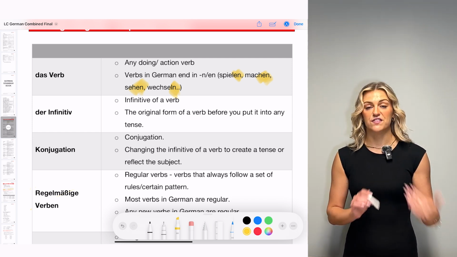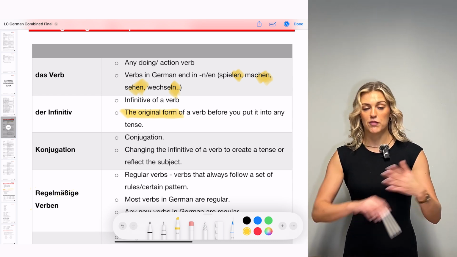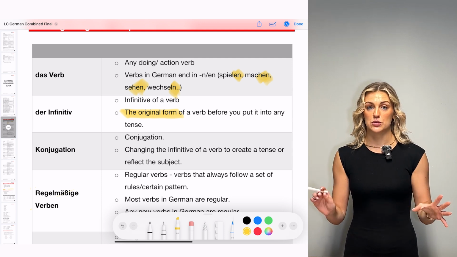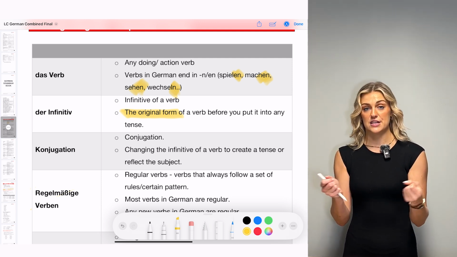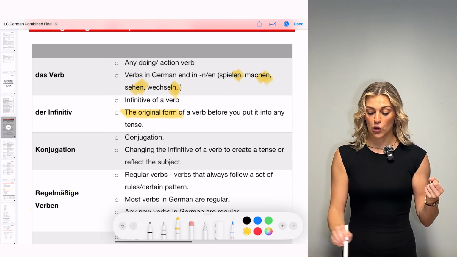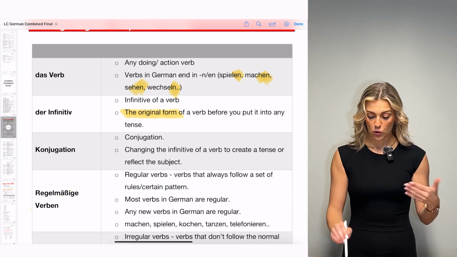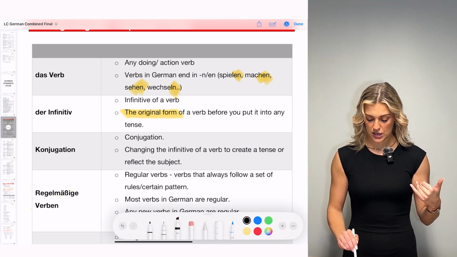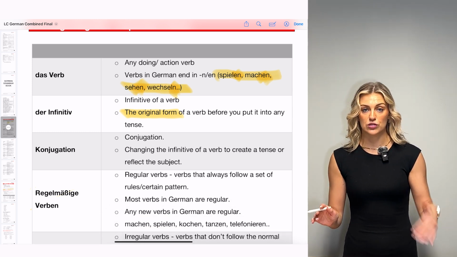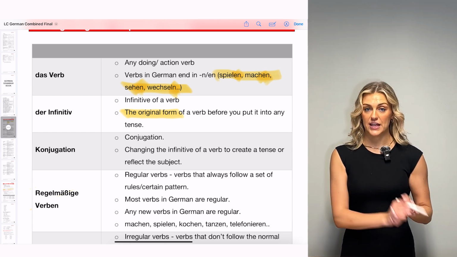You'll hear me talking about an infinitive of a verb as well, der Infinitiv. The infinitive is the original form of a verb before you change it or before you put it into any tense. It's the original form of a verb before you do anything to it. It's the form of the verb that you will get if you were to look it up in a dictionary, okay? And the infinitive of the verb, the full form of the verb, will always have n or en on it. So like these verbs here. So these verbs above here, these are all in their infinitive form, all right? So these are all in their infinitive form, in their full form. They haven't been changed, nothing's been done to them. They end in n or en, okay? So they're infinitives, the original form of a verb before you change it, and they will always end in n or en.